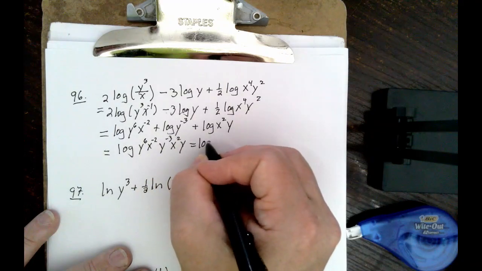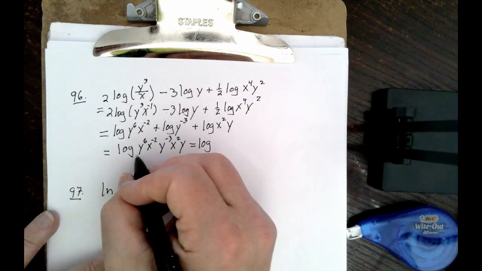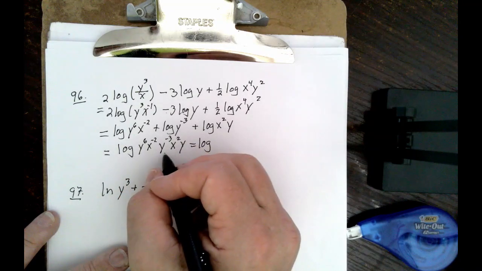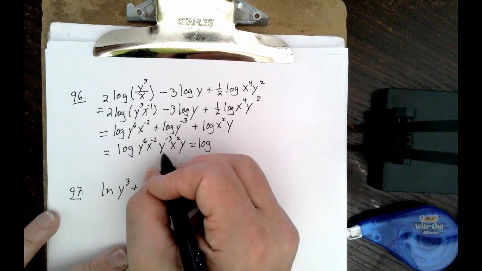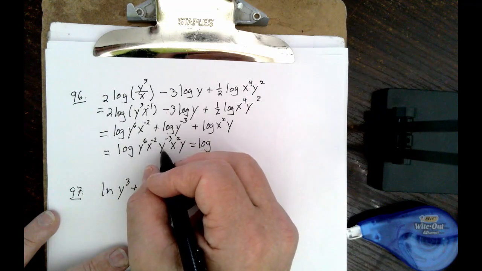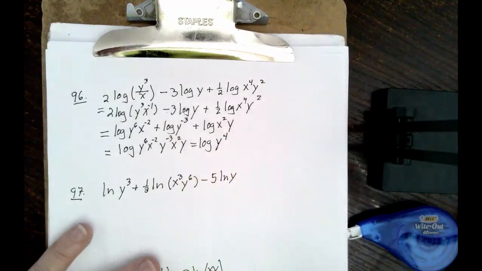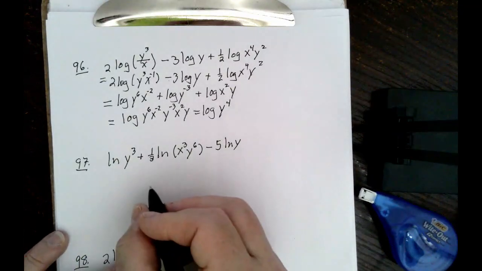And so what do we get here? We get, for the x's, minus 2 and plus 2, they go away. And we have y to the 6th, minus 3 is y to the 3, plus 1 is y to the 4th. That's what that one reduces down to.